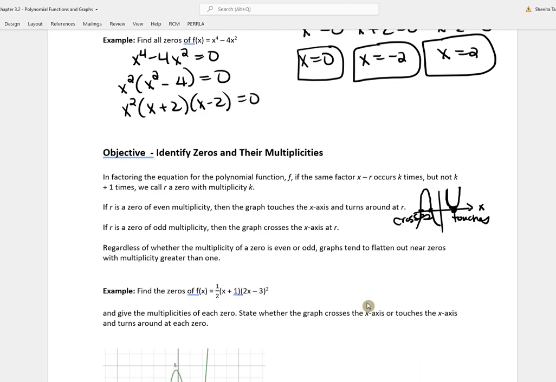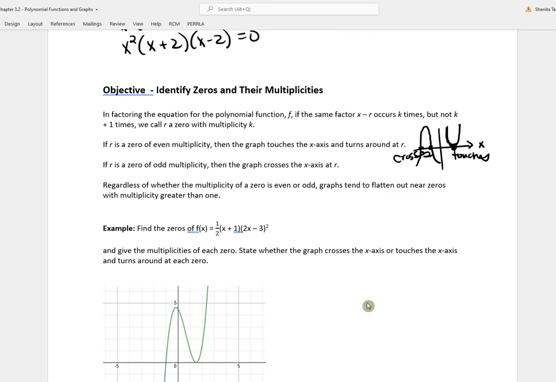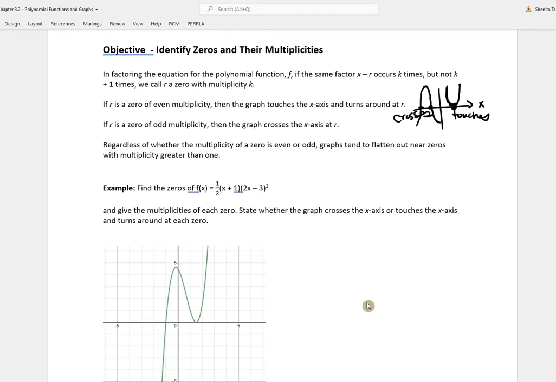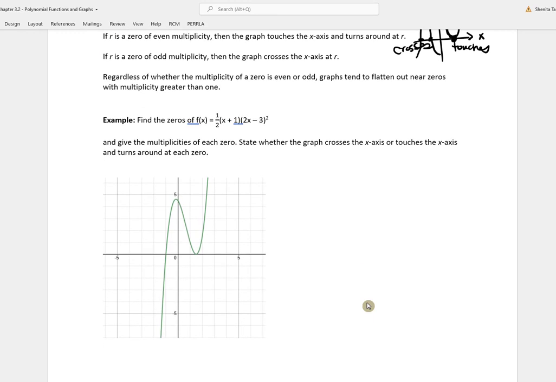So with these zeros, we can determine whether or not it's going to touch or actually cross. So let's look at this first problem. We're going to find the zeros of f of x is equal to 1/2 (x plus 1)(2x minus 3) squared. We're going to give the multiplicities of each zero, and then we're going to state whether or not the graph crosses the x-axis or touches the x-axis and turns around at each zero.